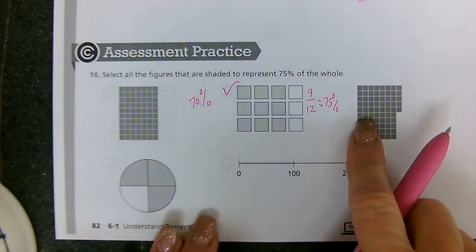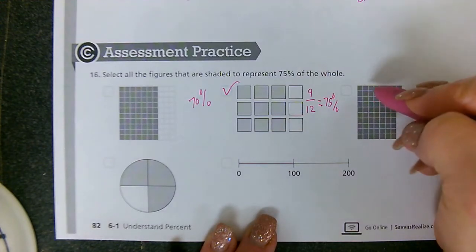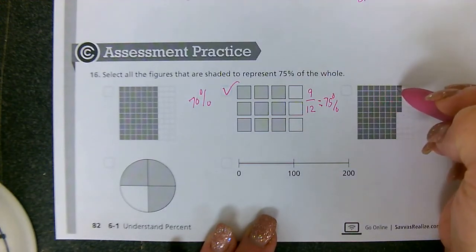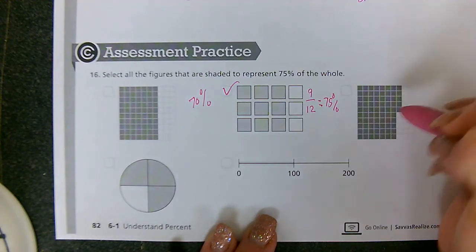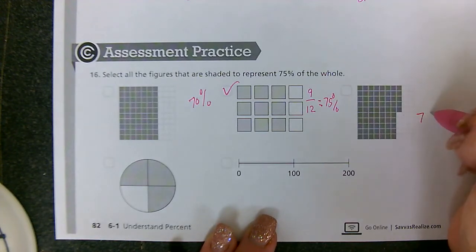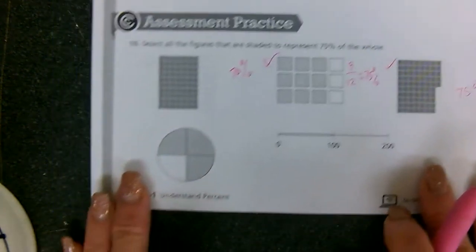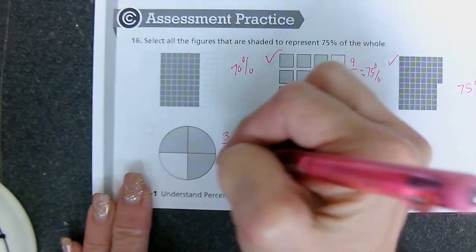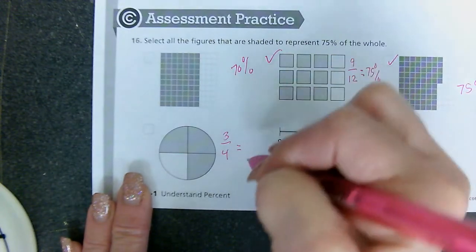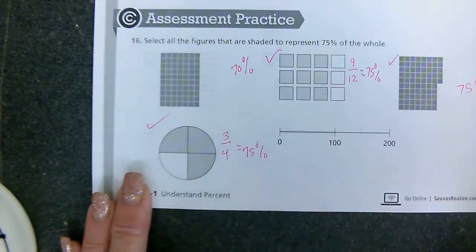Let's look at the next one. We have 6 entire rows here. Let's see, 1, 2, 3, 4, 5, 6, 7 entire rows colored in. That's 70. And then 5 more, so that is 75 out of 100, and that is 75%. So yes, we're going to check this box. Look at the next one. We have 3 areas shaded out of 4, or 3/4. If we do 3 divide 4 times 100, we get 75%. So yes, that is a correct answer.